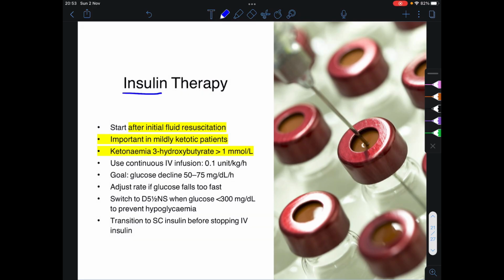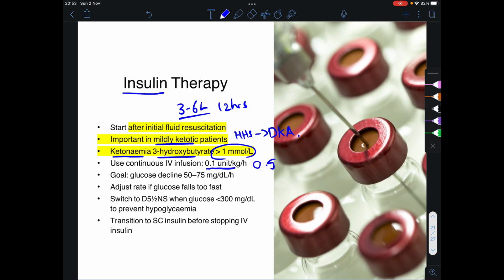Now, insulin therapy, you want to start insulin therapy or consider insulin therapy once you've resuscitated the patient and given the initial 3 to 6 liters of fluid in the first 12 hours. Now, you want to start earlier in a patient who's mildly ketotic, and we've already said why, because you don't want these patients transferring from HHS to DKA, and that makes the management more complicated. If the patient has a ketonemia or a level of 3-hydroxybutyrate of more than 1 millimole, you want to start insulin.